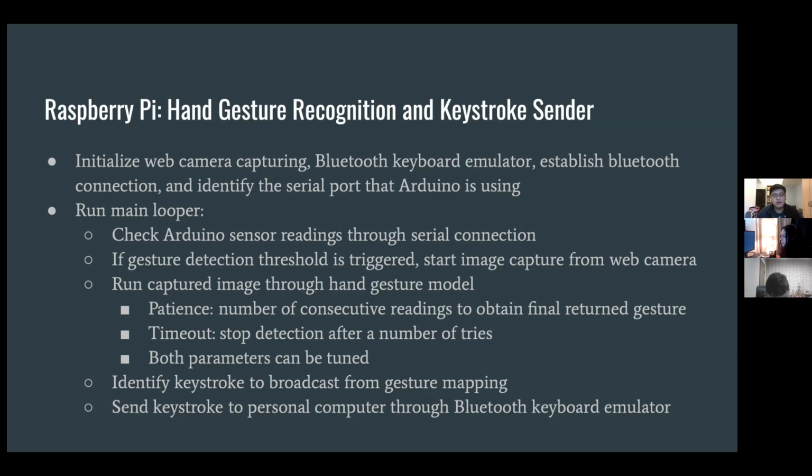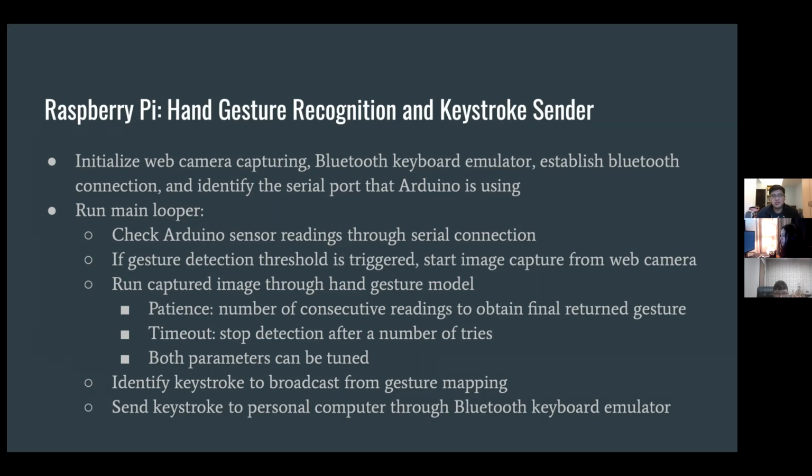Once the final hand gesture is predicted, we look at the keystroke mapping that is saved in the file that I predefined. Each gesture is mapped to a specific keystroke that we want to do on the computer. So it could be muting on Zoom, and for mute on Zoom, the keystrokes would be Control-Shift-A.